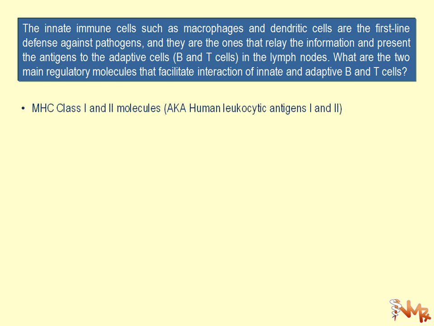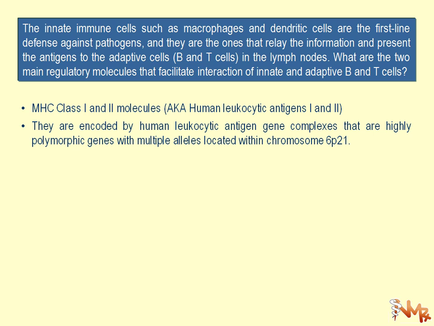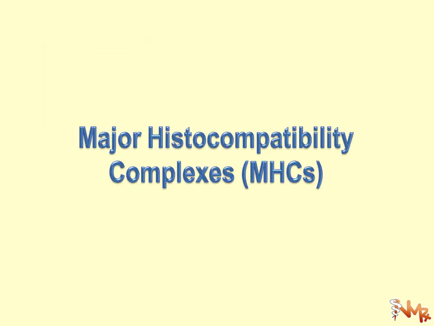I'm heading for the concept of major histocompatibility complex, and there are two classes, class 1 and 2. Just to know, MHC is also known as human leukocytic antigen. Again, we have class 1 and 2 of these leukocytic antigens. These proteins are encoded by human leukocytic antigen gene complexes that are highly polymorphic genes with multiple alleles located on chromosome 6p21. So let's take a little time and talk about major histocompatibility complexes.